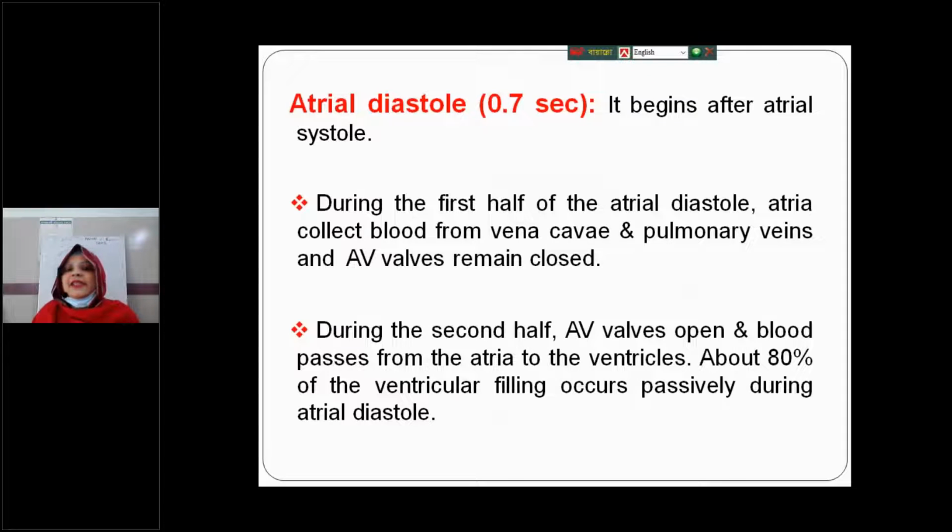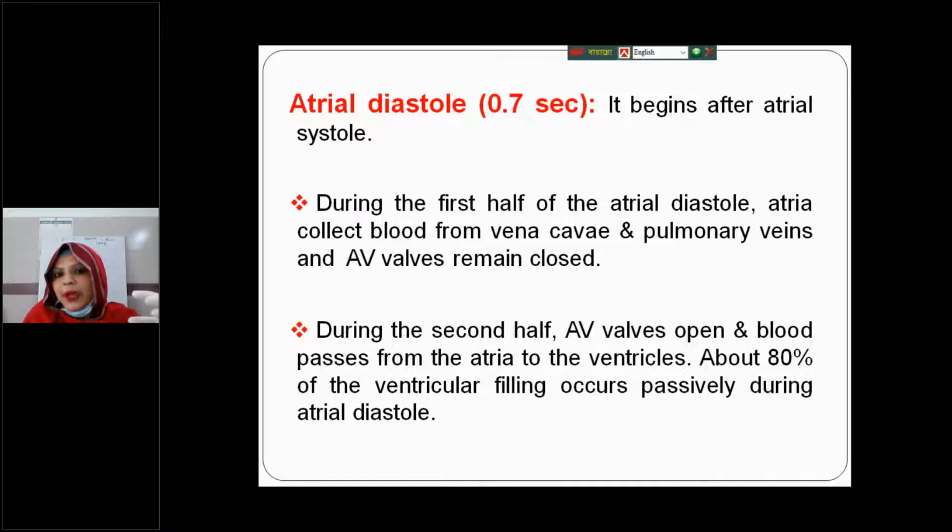Now, 0.7 second atrial diastole. It begins after atrial systole. Of course, atrial diastole starts here. Diastole means relaxation. We can divide it into two parts also, like atrial systole: first half and second half. We know that diastole means relaxation, and during this time the heart fills with blood, that is, the heart gets its blood supply. So during the first half of atrial diastole, the atria collect blood from the vena cava, that is from the superior vena cava. It collects from the upper part of the body.